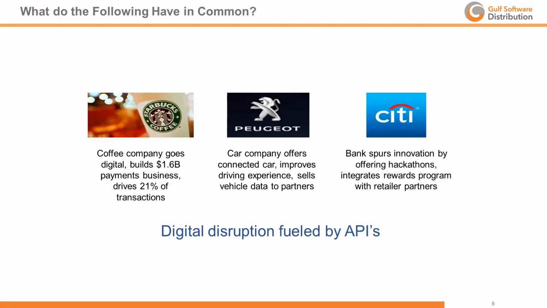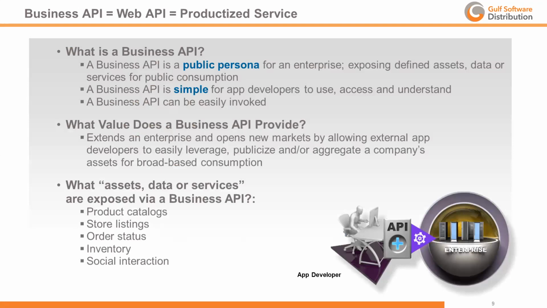So basically, in all these cases, it is a case of digital disruption which is fueled by APIs. So, like I said, what we are talking about now is something called business API. Business API is basically any business which is able to expose their information in a simple and secure manner to an external world. It can be any information in terms of product catalog, store listings, order status. Whatever information they have within their premises, which can be exposed to the external world and is useful.